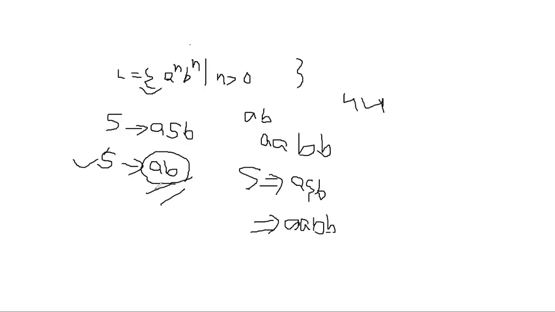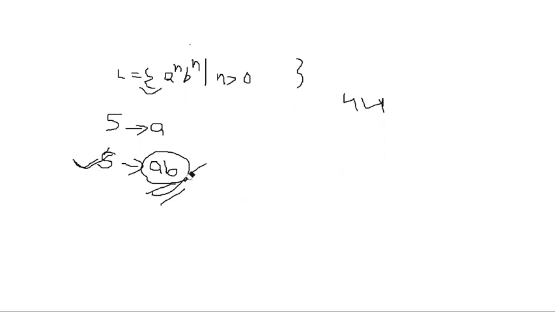N greater than 0 means at least one AB should be there. If only one AB is there, then directly we can take the production S implies AB. If two ABs are there, first take S implies A S B and replace this S with AB. If 3 A's and 3 B's are there, then use S implies A S B 2 times, and finally replace S with AB. Like this we get 3 A's followed by 3 B's. So this is the case for n greater than 0. Suppose n is greater than or equal to 0, then with a slight modification in the grammar, nothing extra, we can get it.